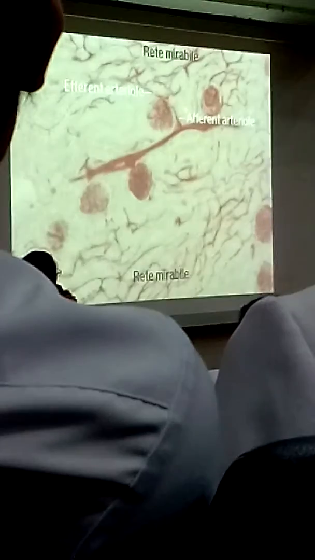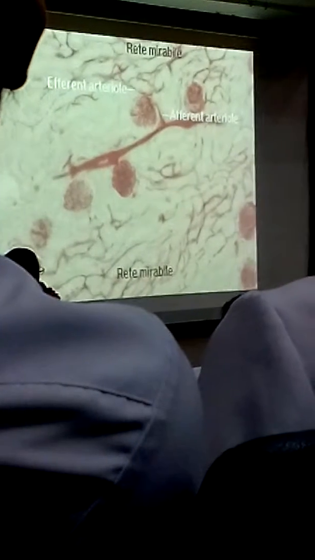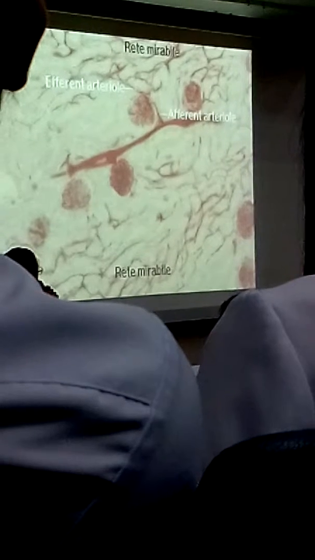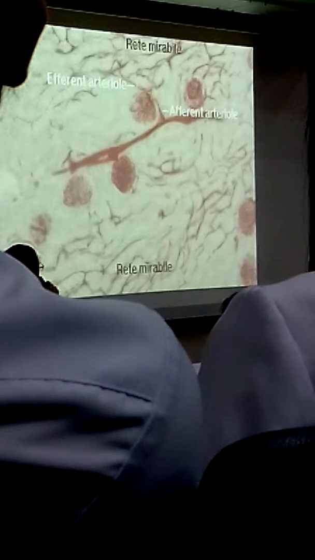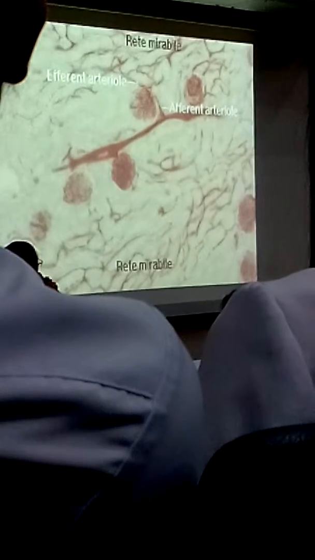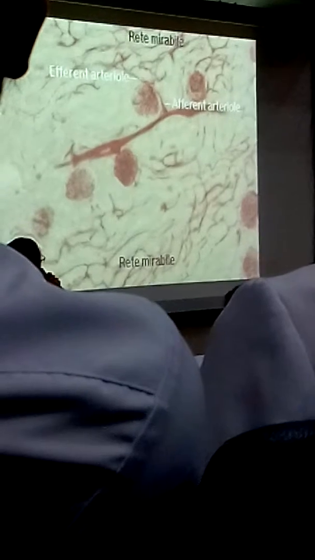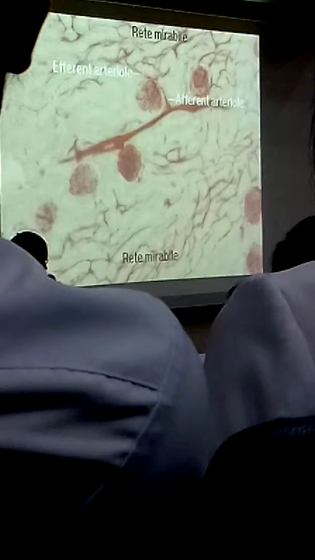So the afferent arteriole breaks up to form a spherical mass of capillaries, which is your glomerulus. So from your afferent arteriole, it breaks up into the glomerulus before it passes into your efferent arteriole.